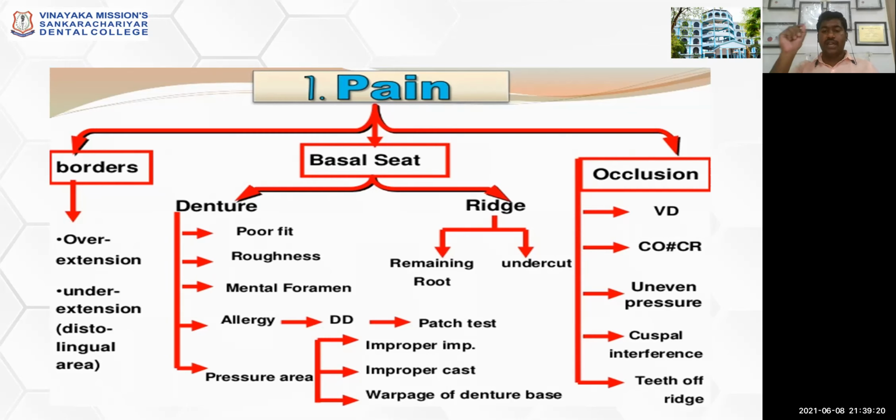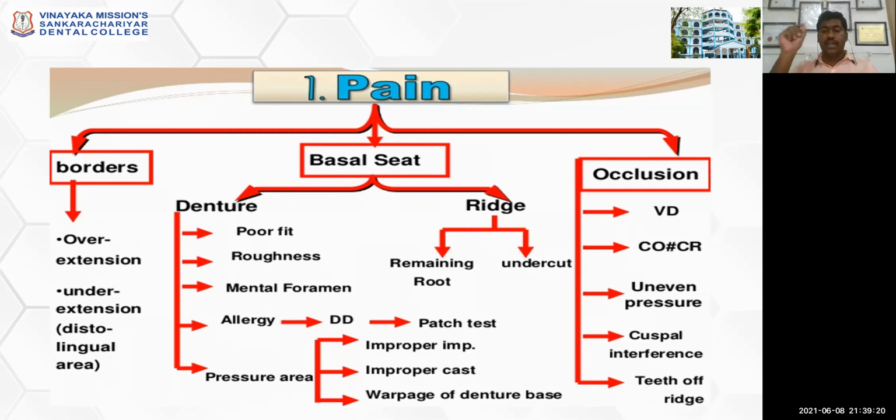So I told you about overextension and underextension. Overextension interferes with the muscle movement. Underextension breaks the seal. So there is no seal created, and the food particles go inside this area, and over a period of time, it causes pain.